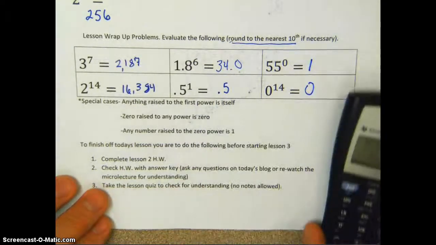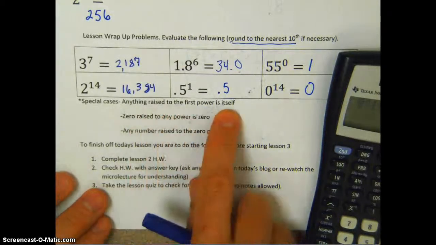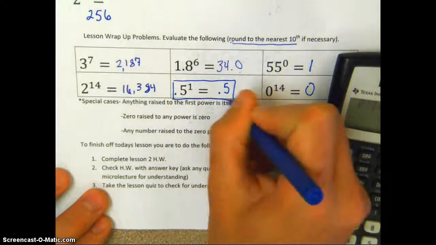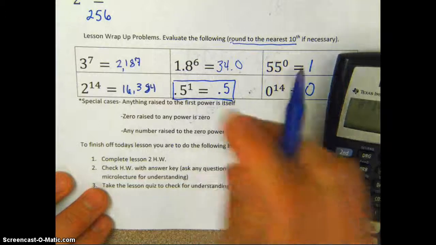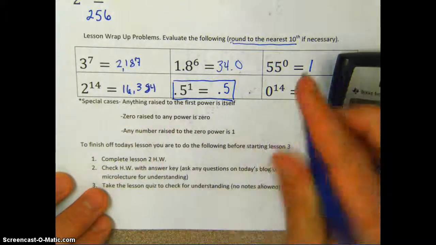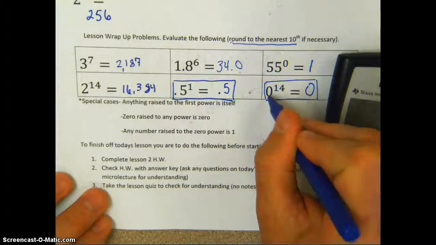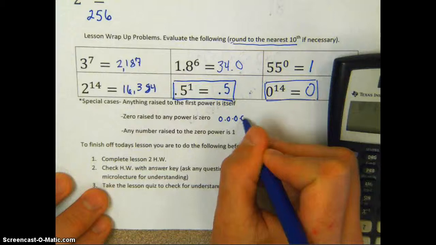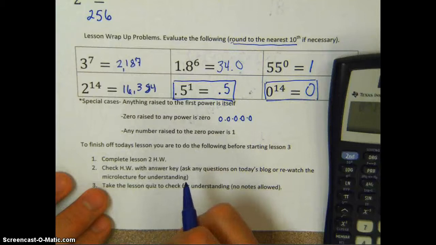Some special cases that you're going to encounter: anything raised to the first power is itself. Okay, so I showed that in this problem right here. Because basically all that means is you just have one of them, so the number doesn't change at all. 0 raised to any power is 0. I showed that example here. If you have 0 and you just go 0 times 0 times 0 times 0 times 0, no matter how many times, you're always going to get 0. As you've learned in the past, anything times 0 is 0.